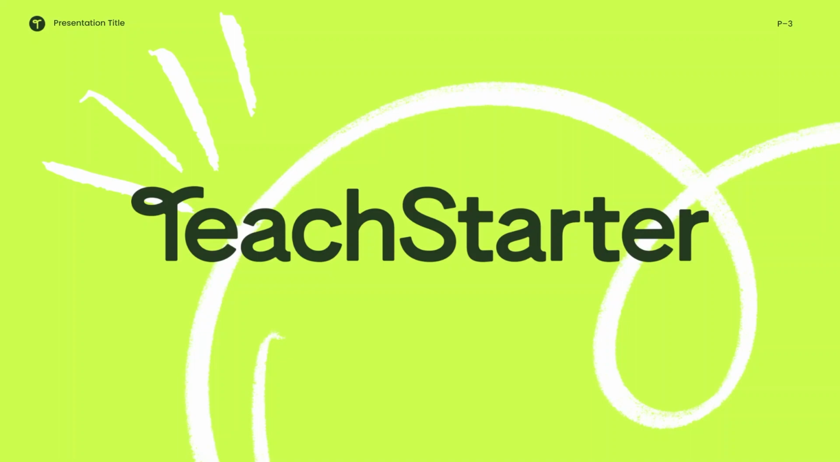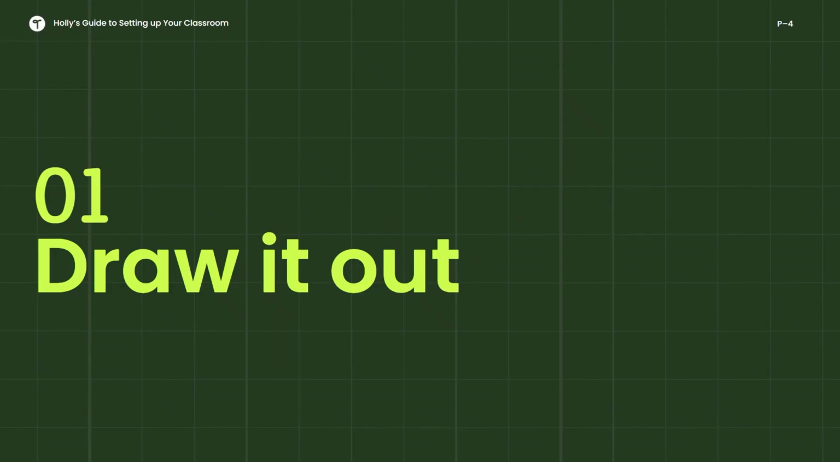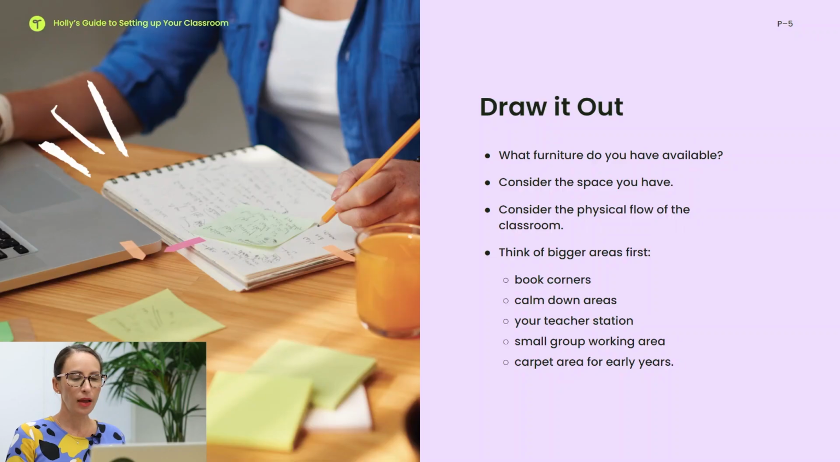Okay, let's get started into these different sections. So number 1 is draw it out. As I said earlier, this is literally mapping out how your classroom is going to look. Where's the whiteboard going to be? Where are the main sections going to go? Things that you might want to consider here is, what furniture do you have available to you? Looking at how many shelves you've got, have you got enough student desks and chairs, making sure that you've got everything that you need to set up your classroom.